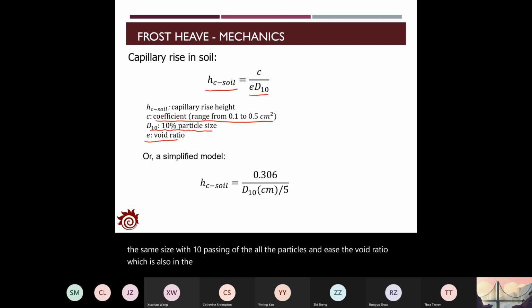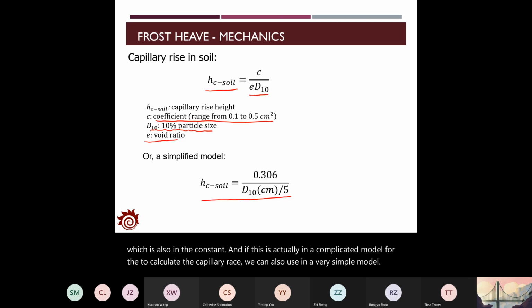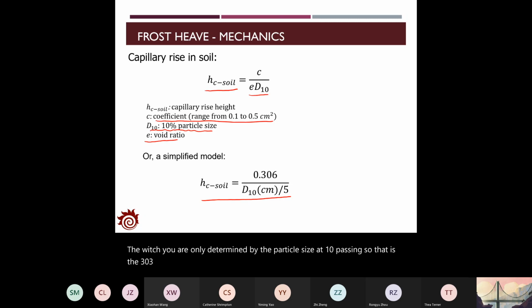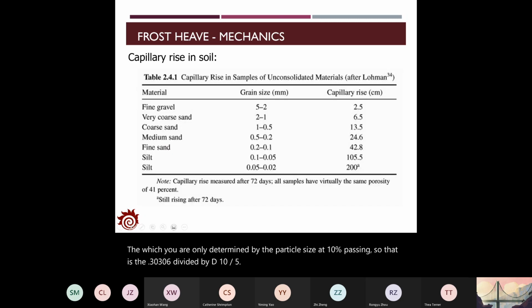And this is actually a complicated model to calculate the capillary rise. We can also use a very simple model, which is only determined by the particle size at 10% passing. So that is 0.306 divided by D10 divided by 5.